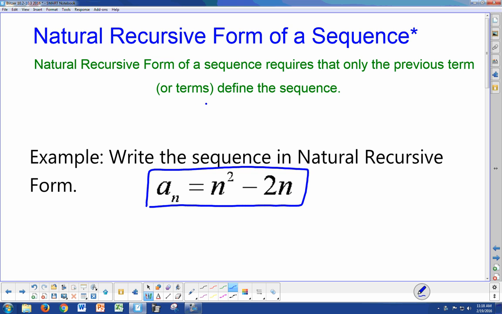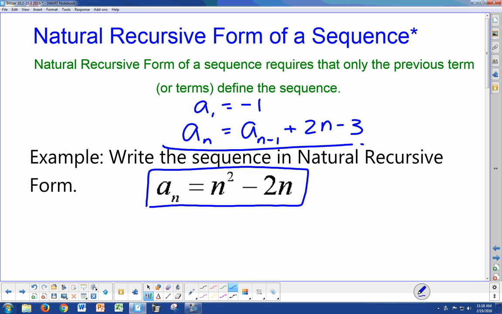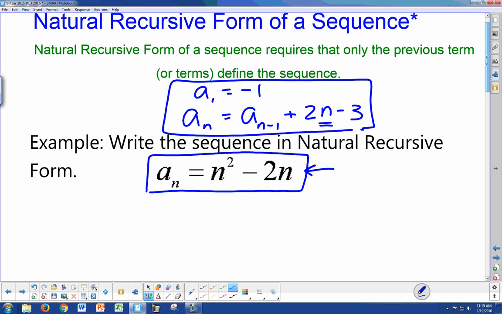It was a sub 1 equal to negative 1, and a sub n equal to a sub n minus 1 plus, and we discovered that if you take 2n minus 3 and add it in there, you'll be able to create the rest of the sequence based on the previous term. And the one thing I didn't like about it was that it had this little n in there. So our job today is to figure out how we can rewrite this sequence, which is explicitly defined here, in a purely recursive manner. So I'd like to show you how to do that today.